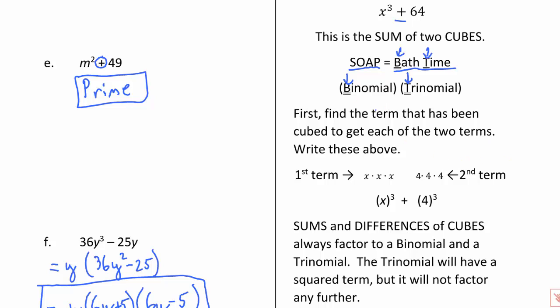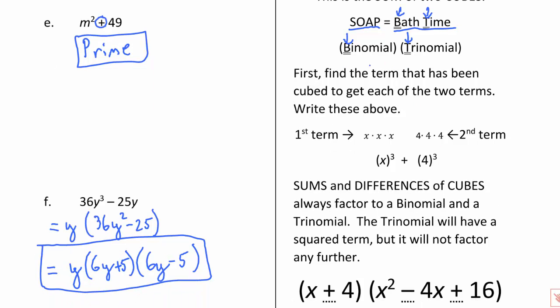We need to first write them as the cubes of something. Okay, so find the term that's been cubed to get each of the two terms. Now, x cubed means x times x times x, which means x being cubed. And 64 is actually 4 times 4 times 4. So that's 4 cubed.